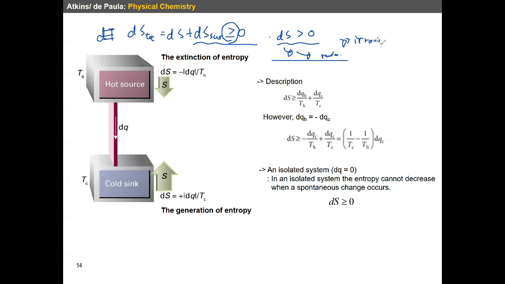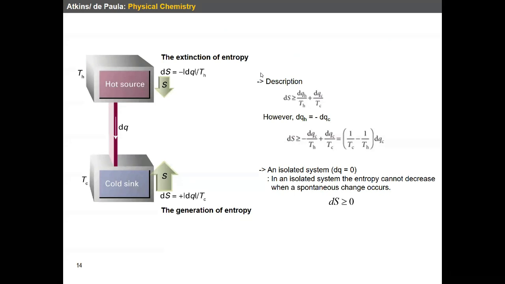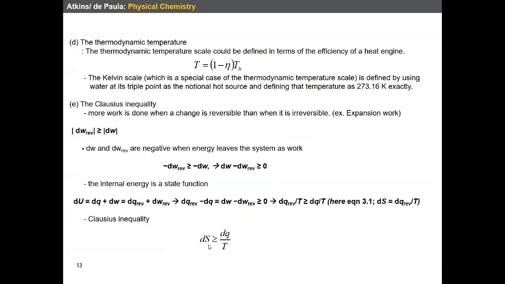So that's why, in terms of this Clausius inequality, it means the entropy change is always bigger than 0. So therefore, depending on this Clausius inequality, the spontaneous change of the system should be irreversible, so not reversible.